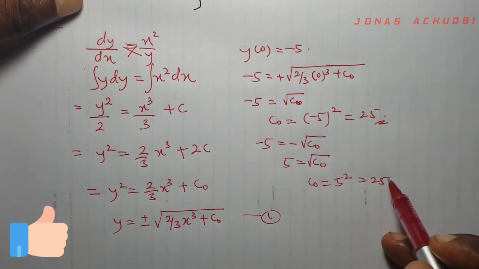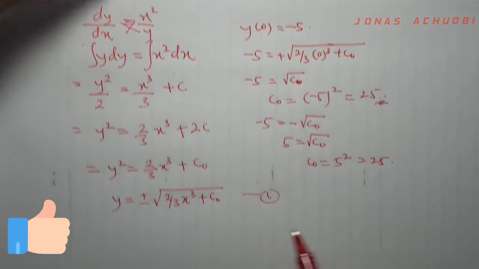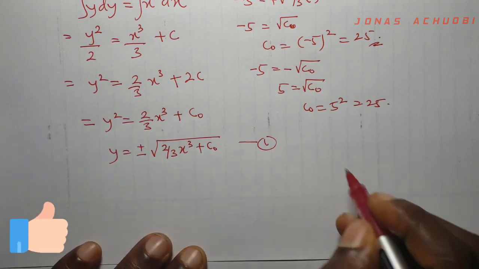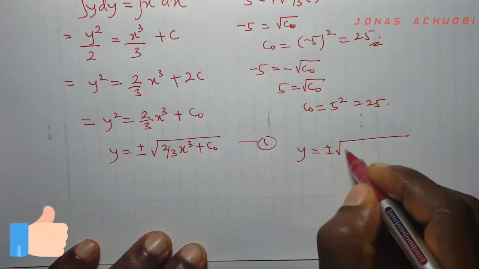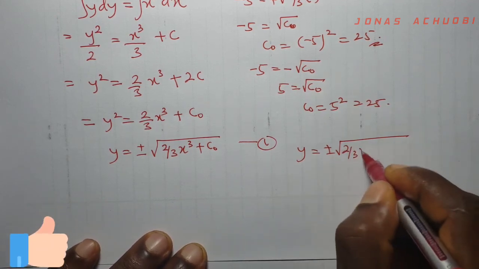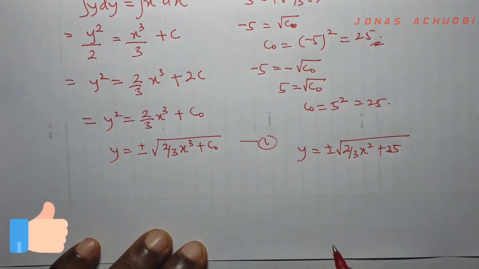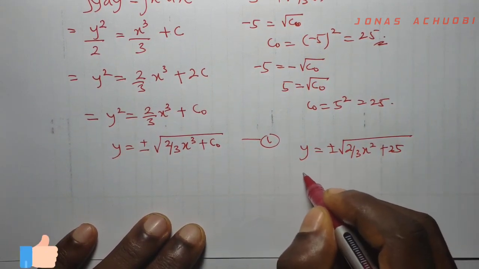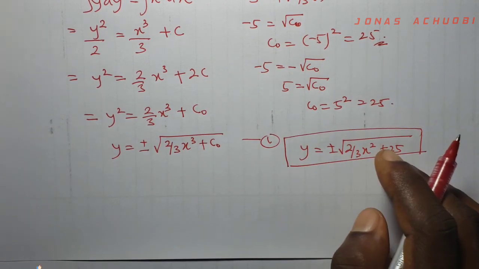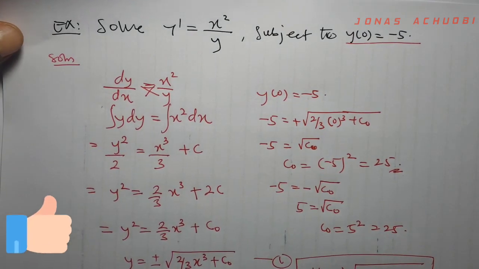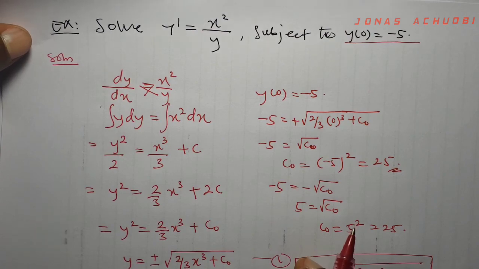Now that we have the value of c naught as 25, we can write the particular solution to this problem as y equal to plus or minus the square root of 2 over 3 x cubed plus 25, since our c naught is now 25. And that is it. This becomes the particular solution to the first order ordinary differential equation. We have just solved this equation by method of separating variables.